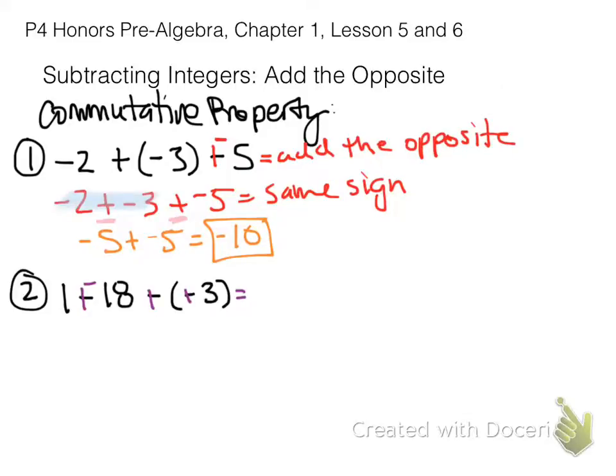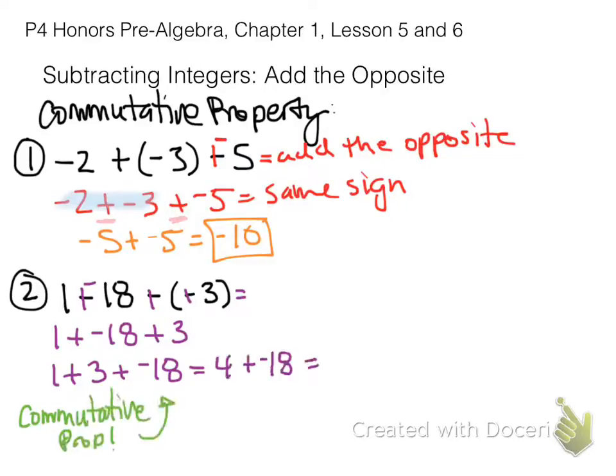Okay, so my stops are in a weird spot, so I'm sure you guys are fine with this. Okay, so 1 minus 18 minus negative 3. Going to add the opposite to turn it into 1 plus negative 18 plus positive 3. Alright? So now I'm going to rearrange things using the commutative property, moving it so that the positive things are by each other and the negative things are by each other. Well, there's only one negative, but the 3 is going to move over to the 1, and I'm going to get 1 plus 3, which is 4.